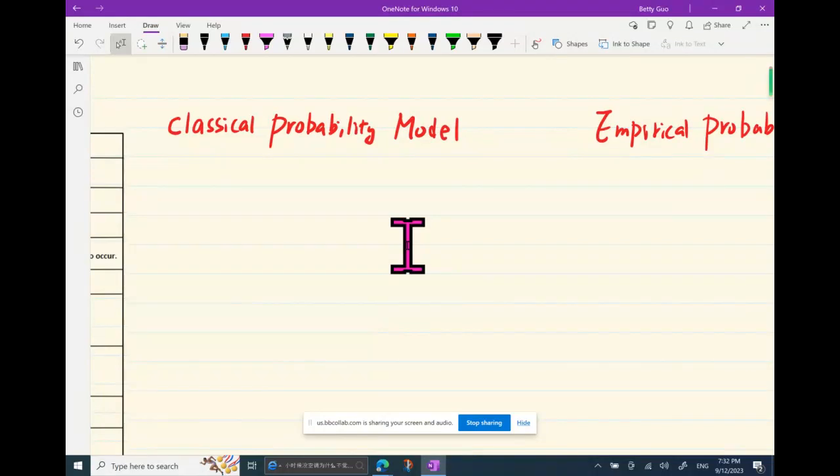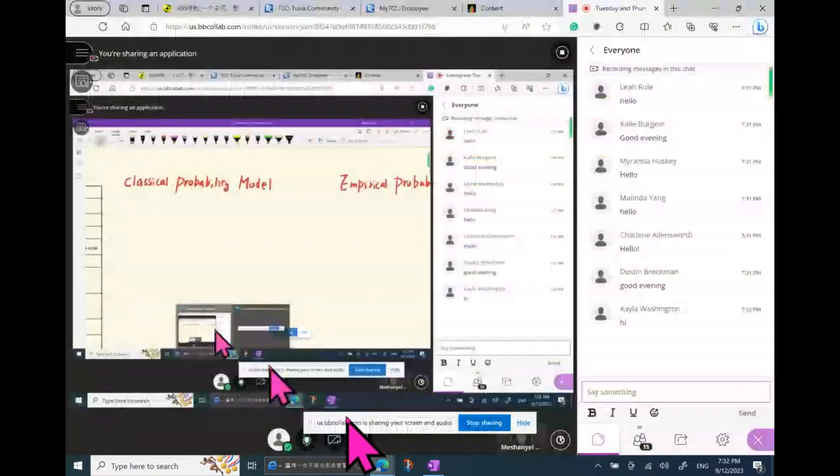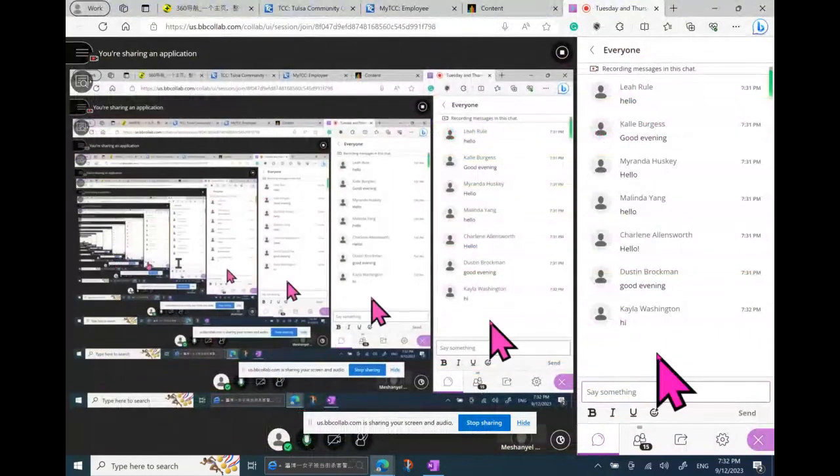So we are going to learn two definitions for probability because we have more than one type of probability.